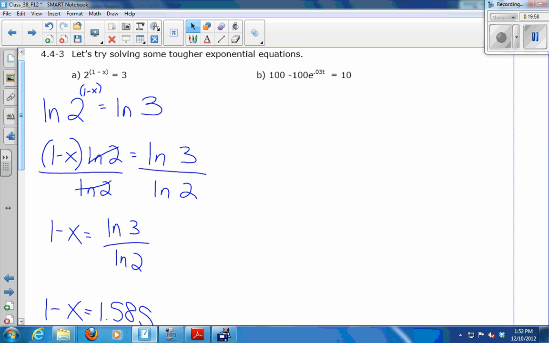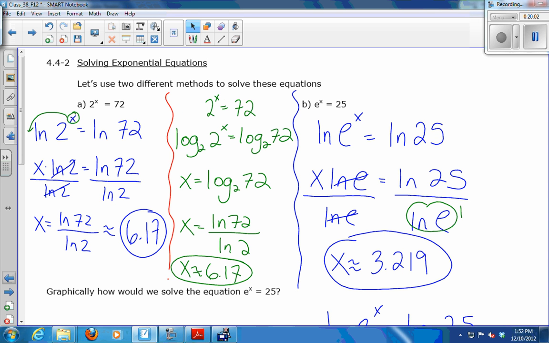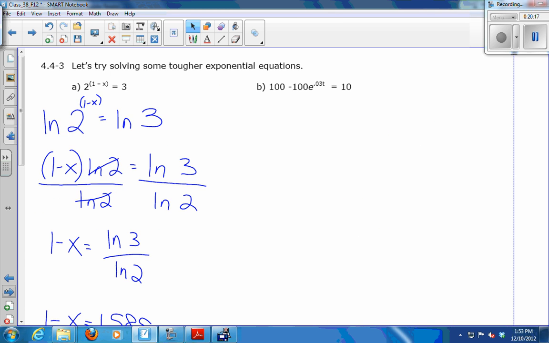Okay? So I now know how to solve things that look like a number to an exponent equals another number, right? I know how to solve something that looks like, say, 2 to the x equals 72, or e to the x equals 25, or even something like this, 2 to the 1 minus x equals 3, right? I know how to solve a number to an exponent equals another number. So I want to make this look like that.